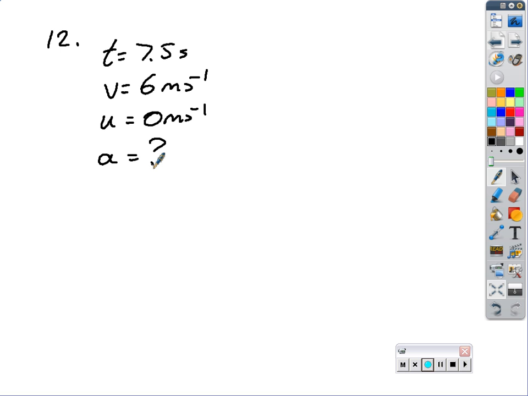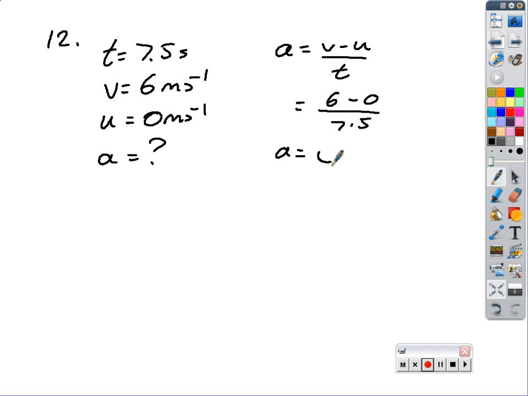Okay, so we look at the data sheet, we find the formula, it's got all those numbers in it, it's very easy. A equals V minus U over T. We don't need to rearrange it because we've got the one we want on the left hand side. Plug the numbers in. 6 minus 0 all over 7.5. And that gives us what? Stuart, give me an answer. So it's 6 over 7.5. 0.8 metres per second squared.